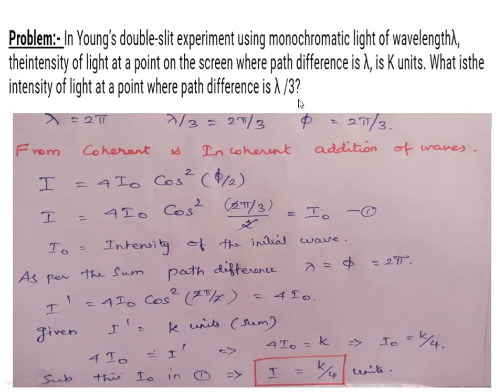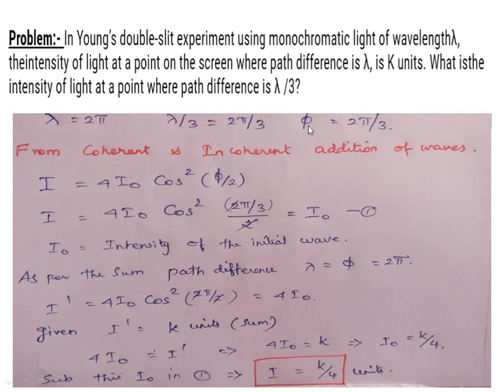Now we want to find out the value for lambda by 3. Here lambda is equal to 2 pi, so lambda divided by 3 means 2 pi also divided by 3. So lambda by 3 is equal to 2 pi by 3. This is the phase difference. Path difference is different, phase difference is different.